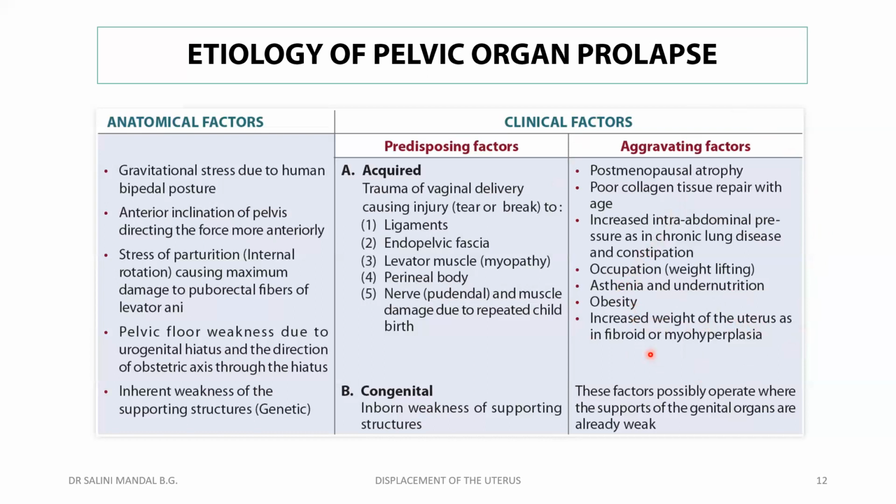And remember that these factors possibly operate when the supports of the genital organs are already weak. Not everyone who does weightlifting may have a pelvic organ prolapse, right? So what they mean is, if the supports of the genital organs are already a little weak, then if the patient has any of these conditions superadded to it, there can be a chance of pelvic organ prolapse. That is what they mean by the aggravating factors. So this is a little gist about the etiology of pelvic organ prolapse.